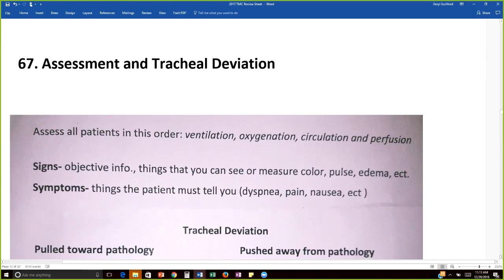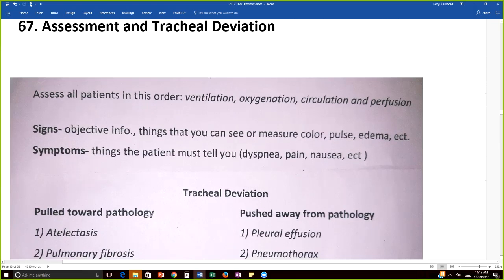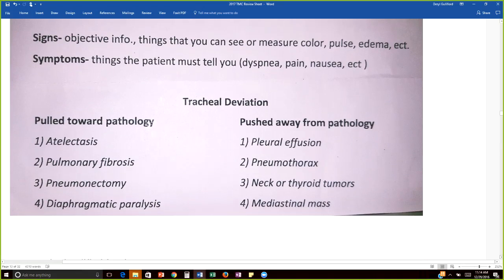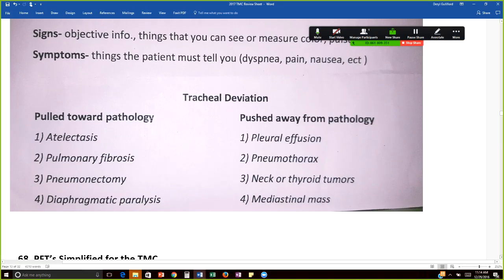Tracheal deviation. Lots of things push the trachea, lots of things pull the trachea. So take a close look at this. Atelectasis and pulmonary fibrosis pull the trachea. Pneumonectomy and diaphragmatic paralysis, all those things pull it toward the pathology. Things that push it away: pleural effusion, pneumothorax, tumors, mediastinal masses. The first two would be the most common, pleural effusion and pneumothorax.